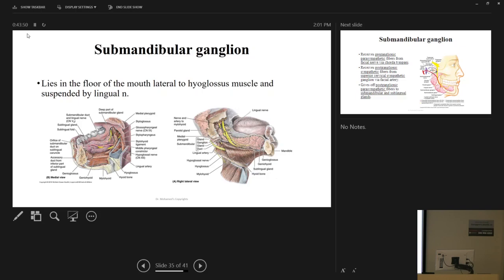M is mandibular, B is buccal, A is auriculotemporal, L is lingual, and the other A is inferior alveolar, if you remember that lecture. So those are the branches of V3. The lingual nerve here is one of those branches of V3. As it comes from V3 and goes all the way to the tongue, in this curvature here it is attached to the submandibular ganglion right here, which is parasympathetic.